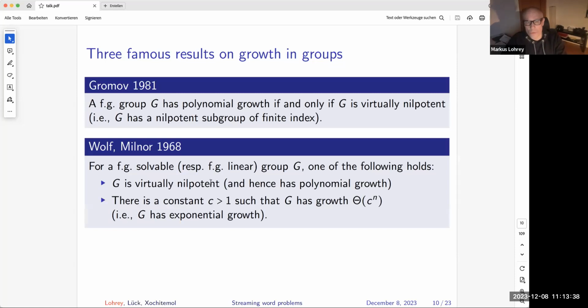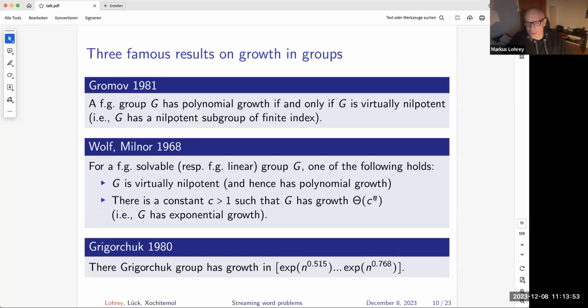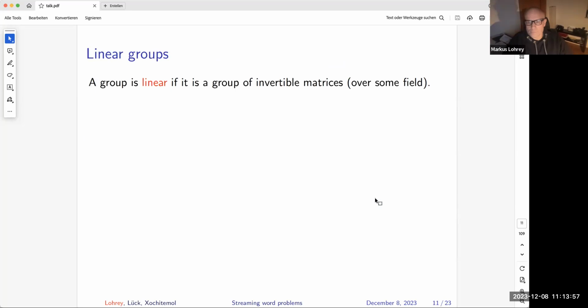The group is either virtually nilpotent and then it has polynomial growth, or there is a constant C such that the growth is of the form C to the power of n. So the group has exponential growth. And there is also the Grigorchuk group as an example of a group with intermediate growth.